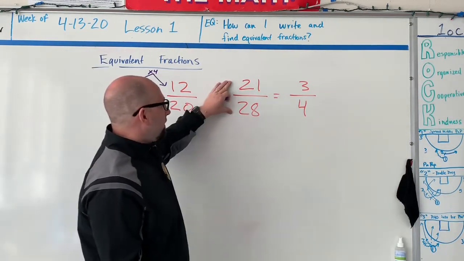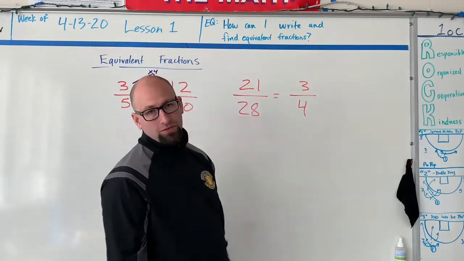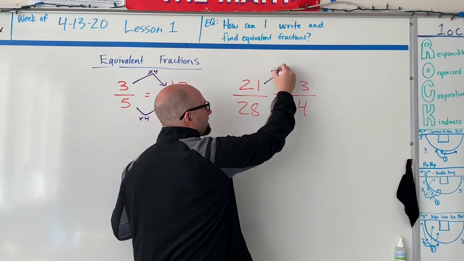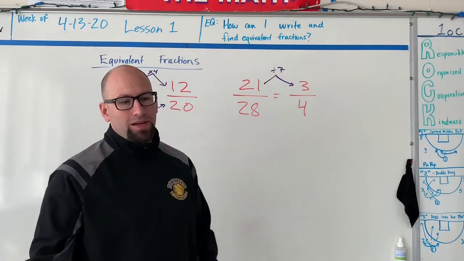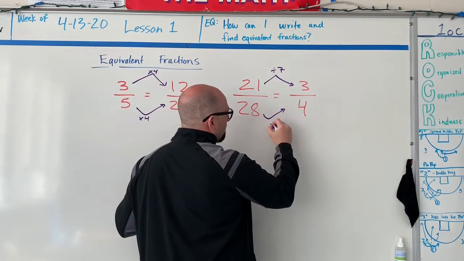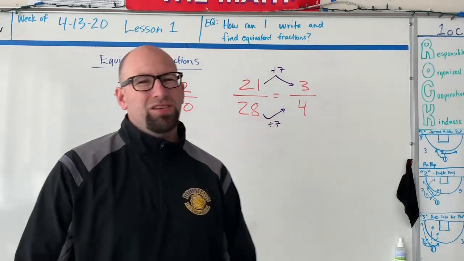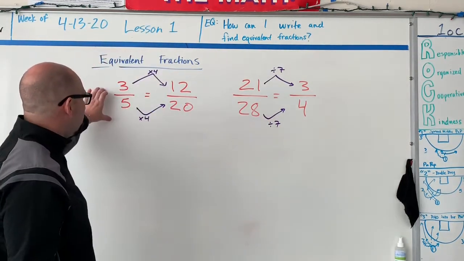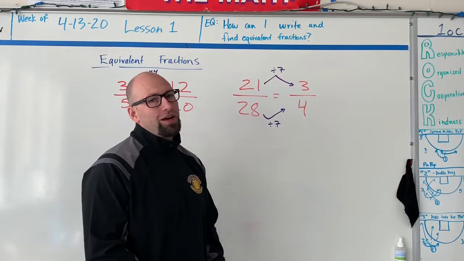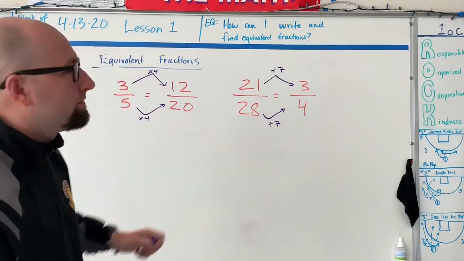Now with these, you're getting smaller, so you're going to divide. So 21 divided by something equals 3. Okay, that's going to be divided by 7. 21 divided by 7 equals 3. And then 28 divided by 7 equals 4. So that's how it works: to get a greater fraction, you multiply, and to get a smaller fraction, you divide. So go ahead and pause the video. Make sure you take these notes.